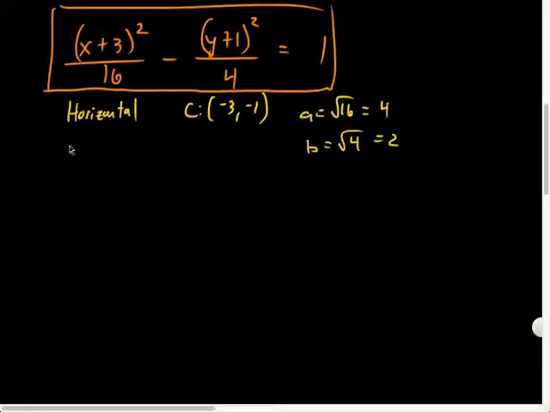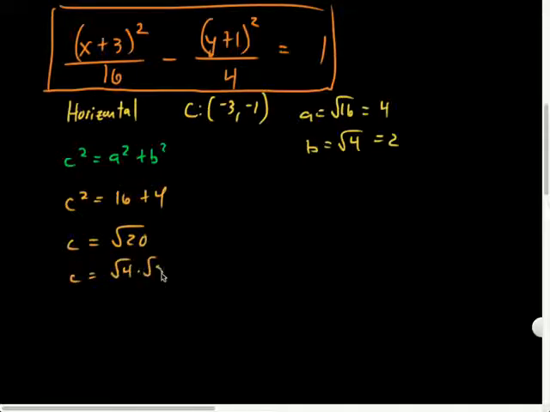The value of c can be found using c squared equals a squared plus b squared in the case of hyperbolas. So I'll get c squared equals 16 plus 4. c is equal to the square root of 20, which reduces to root 4 root 5, 2 root 5. I always want to box that, but I'm not going to box it.